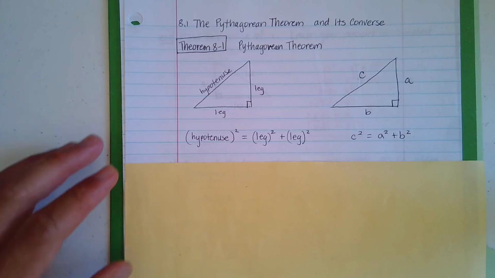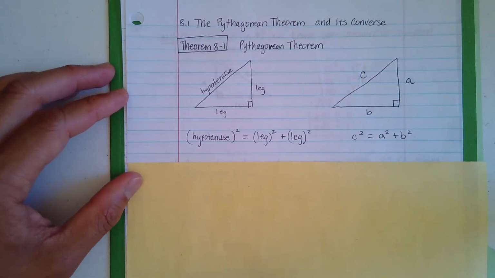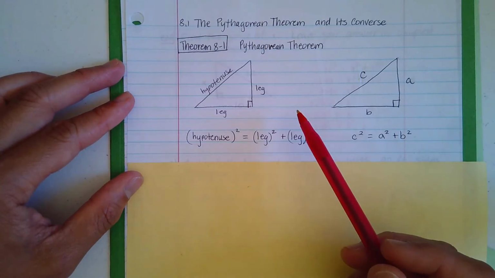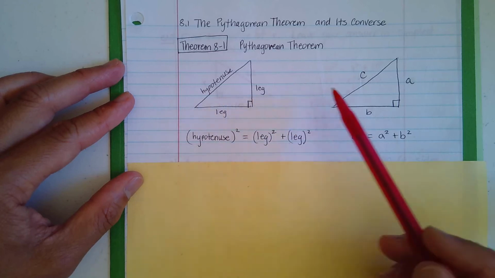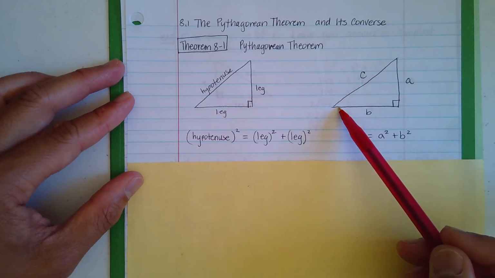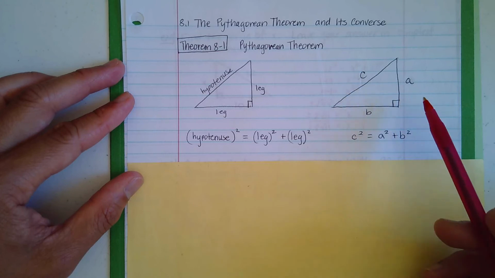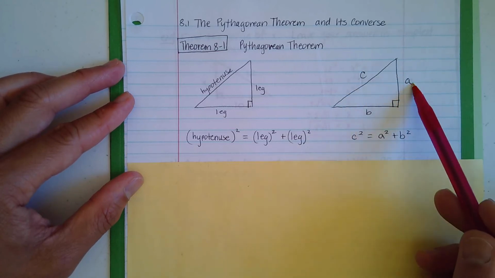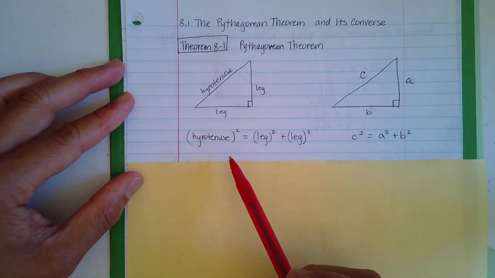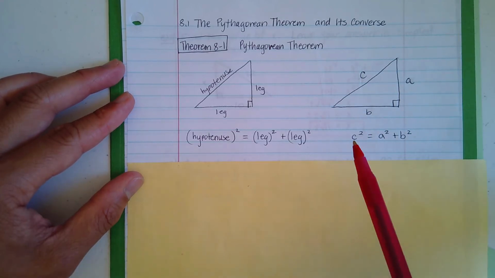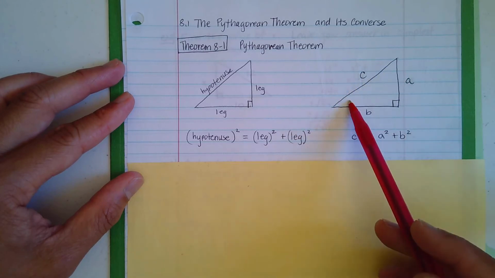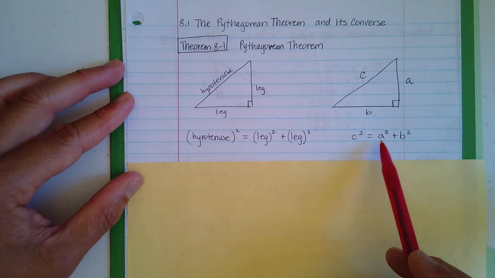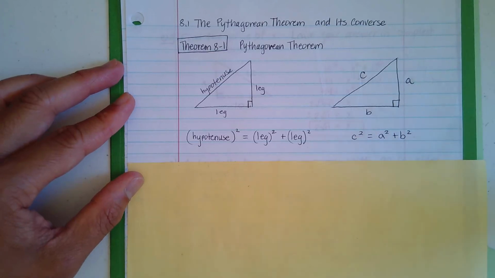Hello students, today we're going to learn section 8.1, the Pythagorean theorem and its converse. The Pythagorean theorem states that if you have the long side of a triangle, squared, it equals one leg of the triangle squared plus the other leg of the triangle squared. So in this case, c is the hypotenuse, a is a leg, b is a leg. So if c squared equals a squared plus b squared, then you have a right triangle.